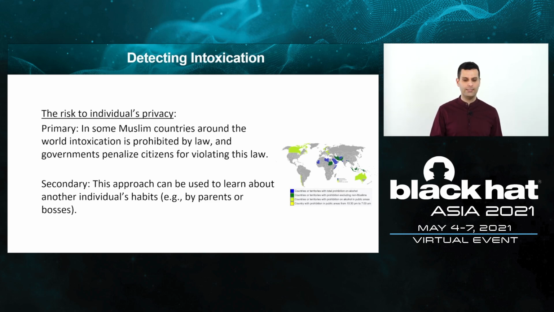The primary risk is that in some Muslim countries around the world, intoxication is prohibited by law, and governments penalize citizens for violating this law. The secondary risk is that this approach can be used to learn about another individual's habits, for example, by parents to learn about their child.